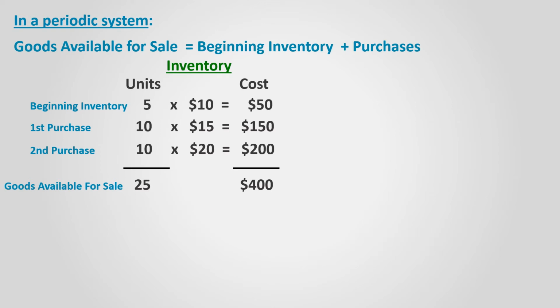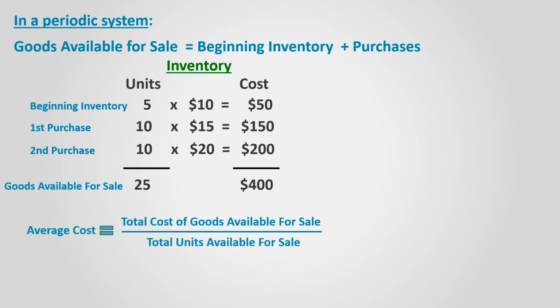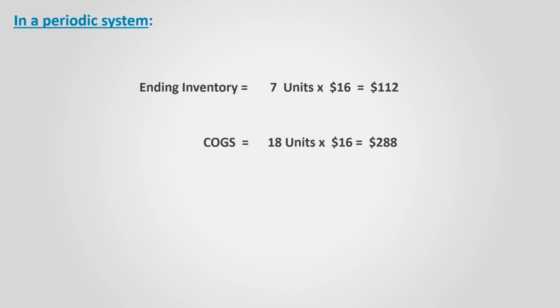Since we are using the average method, we calculate the weighted average cost per unit. It is calculated by dividing the value of the goods available for sale by the number of units available for sale. The value of the goods available for sale is equal to $400 divided by the number of units available for sale, which is 25 units. So the weighted average cost per unit is equal to $16. Accordingly, the ending inventory is equal to 7 units times $16, which is $112. The cost of goods sold is 18 units by $16, which is $288.